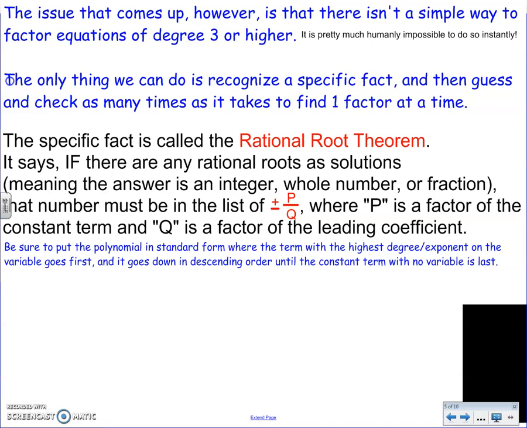All right, so be sure to put the polynomial in standard form, where the term with the highest degree or exponent on the variable goes first, and it goes down in descending order until the constant, where there is no variable, goes last.